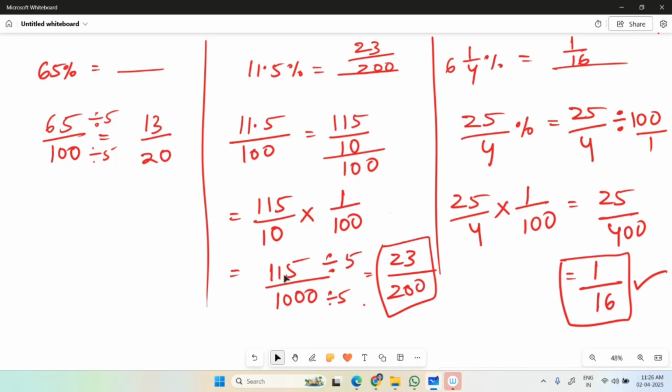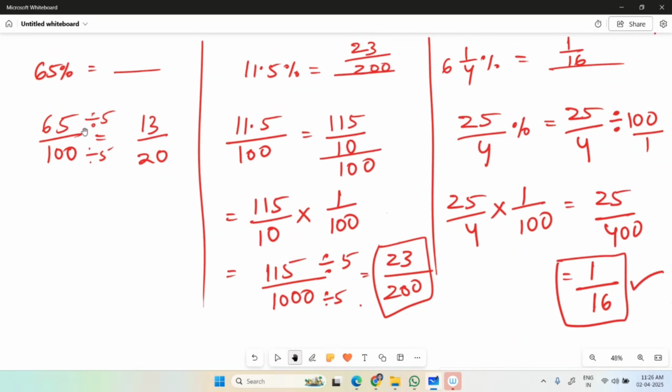So far we have seen the conversion of percentages to fractions. Now we will learn the conversion of fractions into percentages. And we have seen that while converting percentages to fractions, we divided by 100.